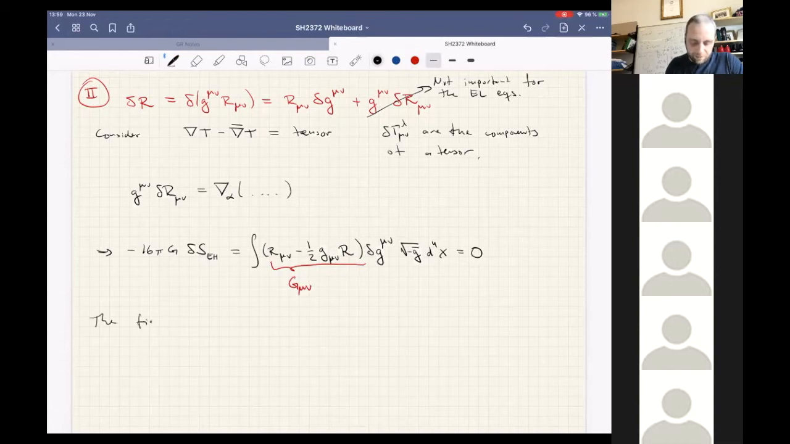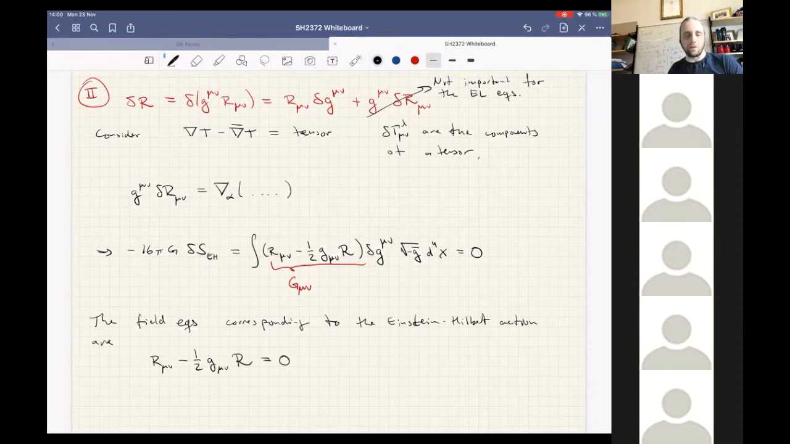So the field equations corresponding to the Einstein-Hilbert action are exactly this. So R mu nu minus 1/2 g mu nu Ricci scalar equal to 0. And this is known as the Einstein field equations in vacuum, because so far we have not introduced any other matter fields into this. So these are the Einstein field equations in vacuum, which also means that there's a 0 on the right-hand side here. So this is, for example, the equations that the Schwarzschild metric is going to satisfy, because it's a vacuum solution to Einstein's equation.